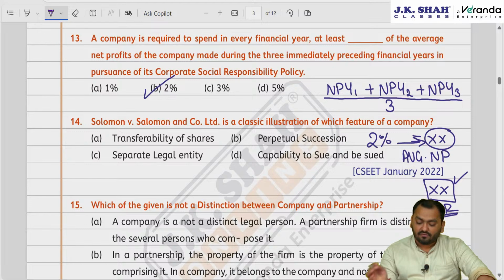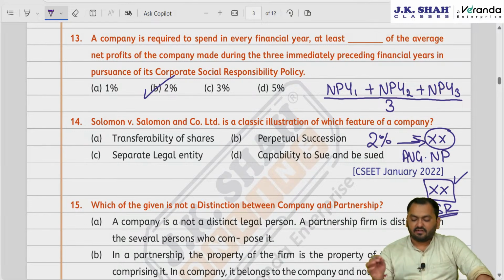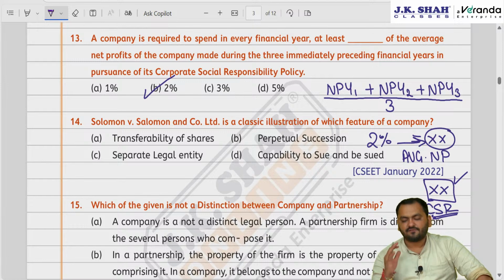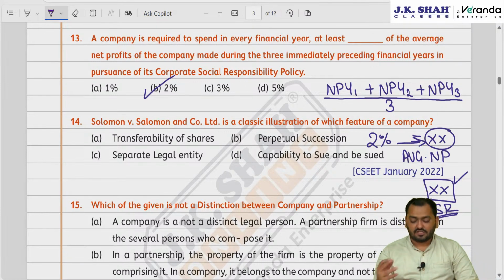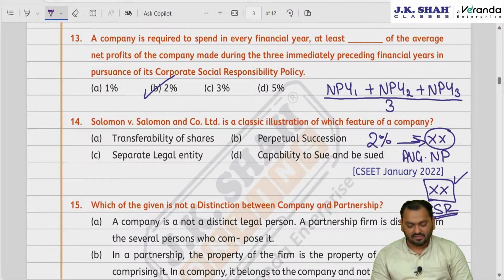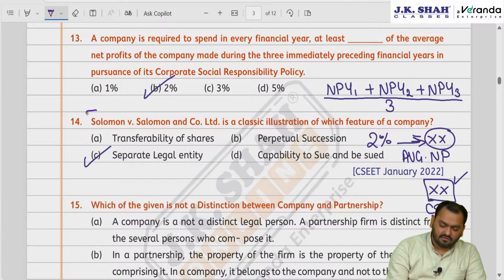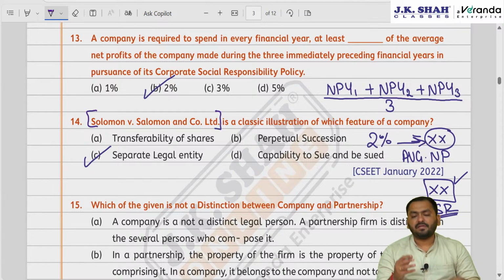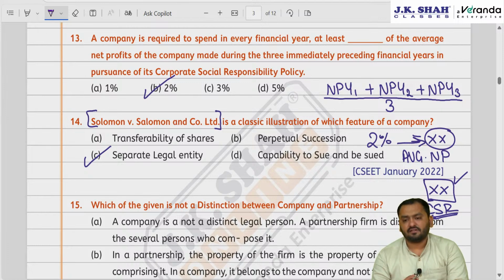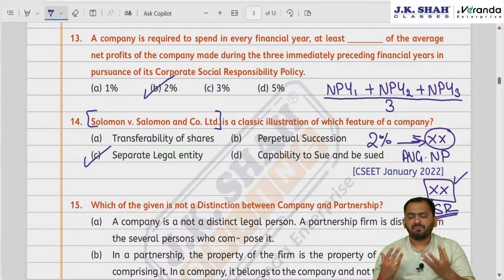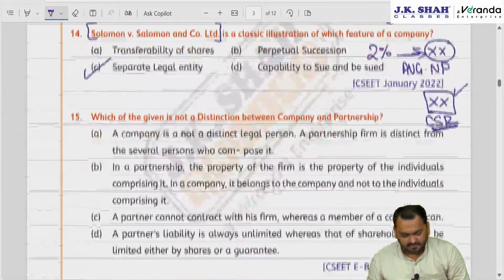Next one: Salomon versus Salomon and Company Limited is a classic illustration of which feature of the company? Come on: transferability of shares, perpetual succession, can sue and be sued, separate legal entity. Obviously the answer is separate legal entity, because as I told you, this case explains that the company is different and the member is different. It explains how a company has its own existence, different from its members. So option C is the answer.